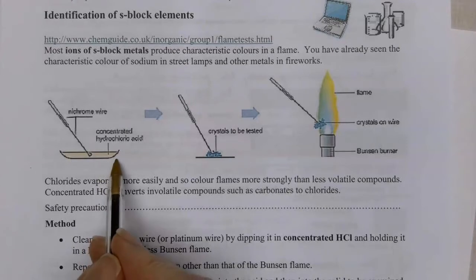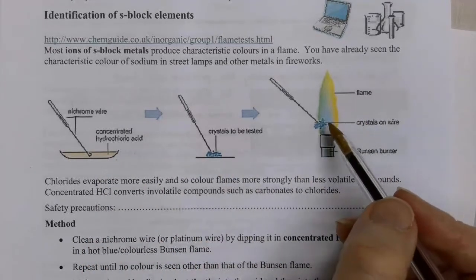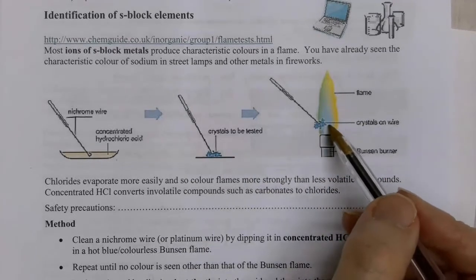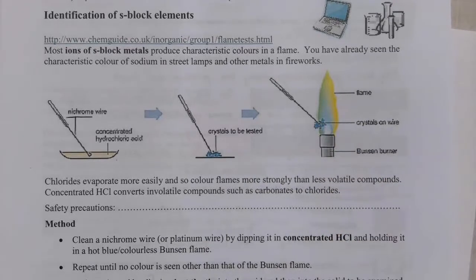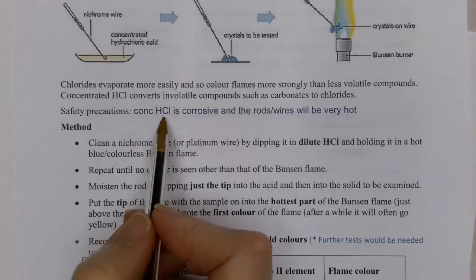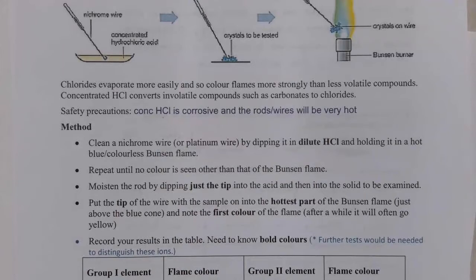Then we dip it into the acid again, then into our crystals, and then generally speaking we put it into the blue part of the flame. We don't put it in the roaring part, we just put it in the blue part, and we write down what colour we see. So you need to just be a little bit careful. The hydrochloric acid is quite a strong acid, it's quite corrosive, and the wire and the rods will get very hot. So you just need to be careful of that.